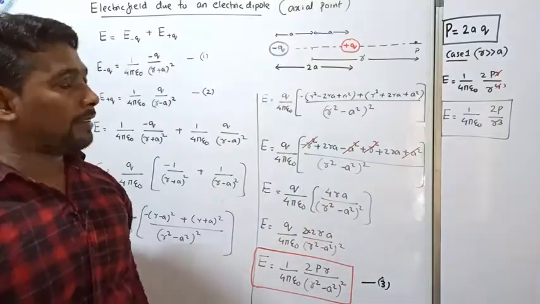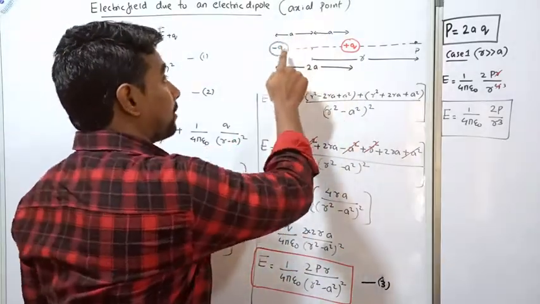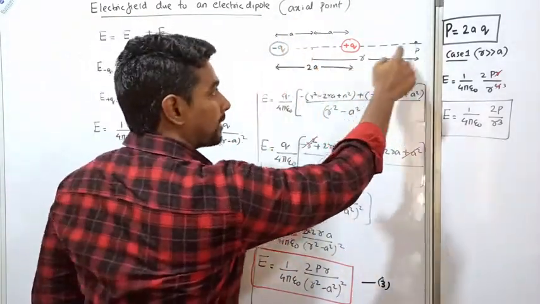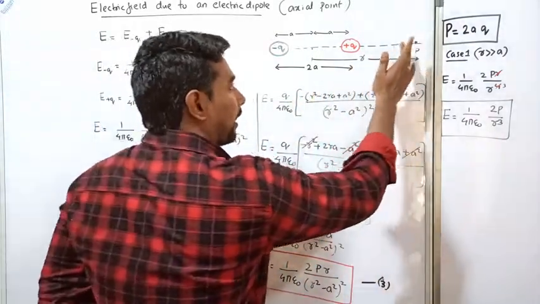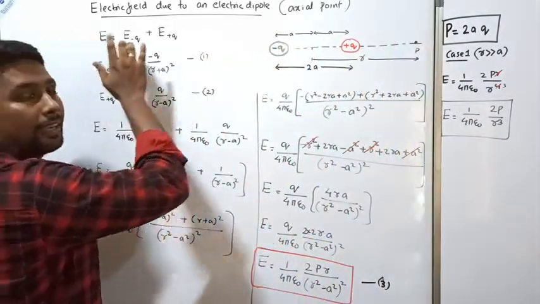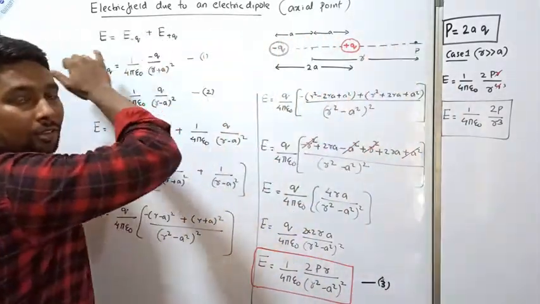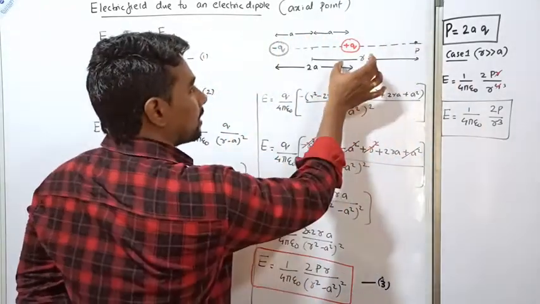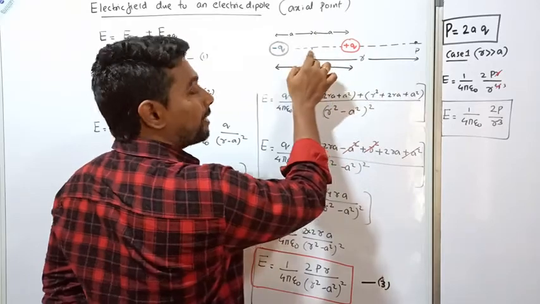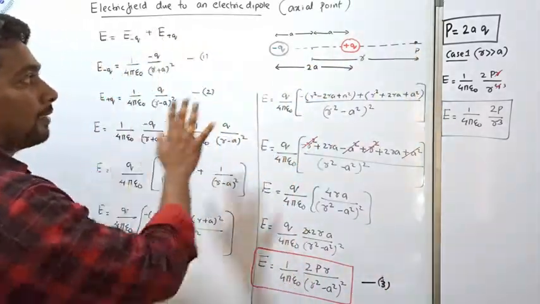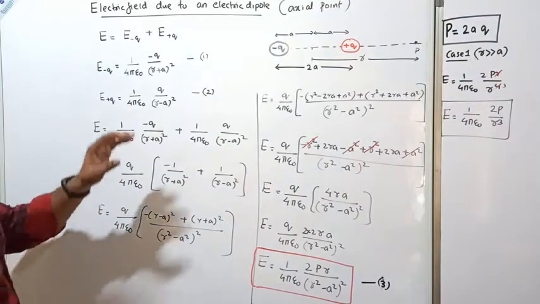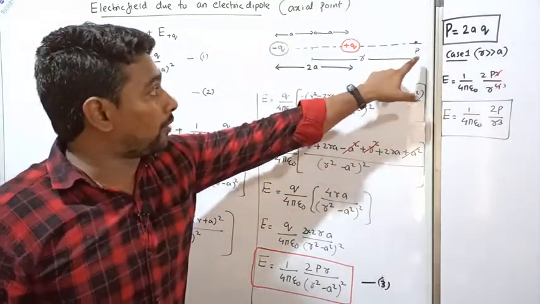We are going to find the electric field at the axial point. That means this is our axis, and this point is our axial point. You can take any point over the axial line. Let's consider r as the distance from the center of the dipole to the point P. Okay. Figure is okay, right? Then if you want to find the electric field at this point, what do you have to do?